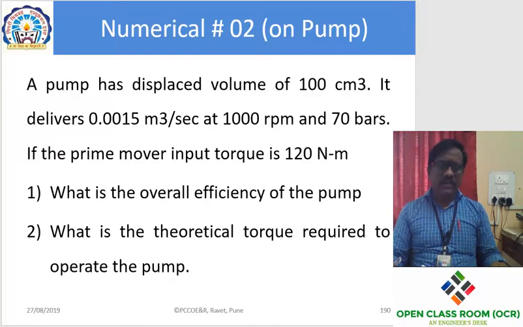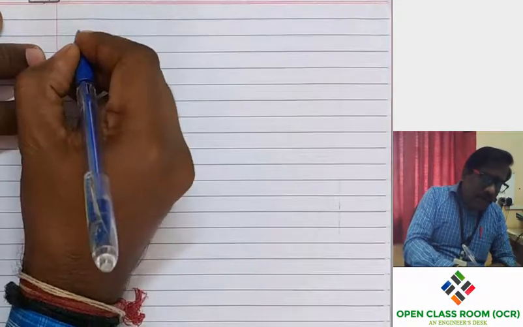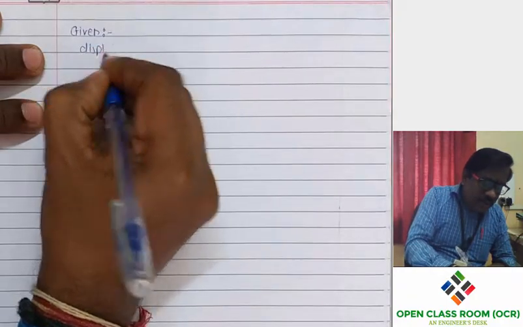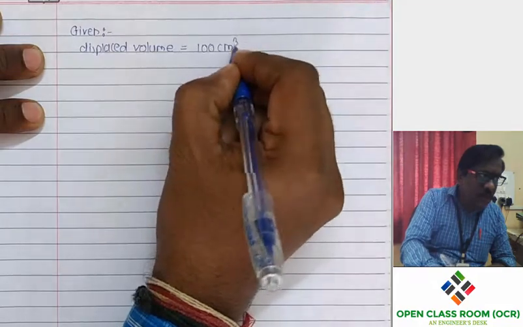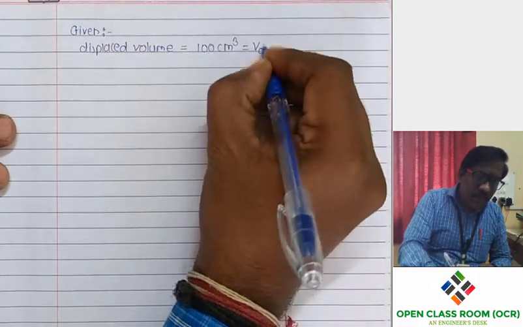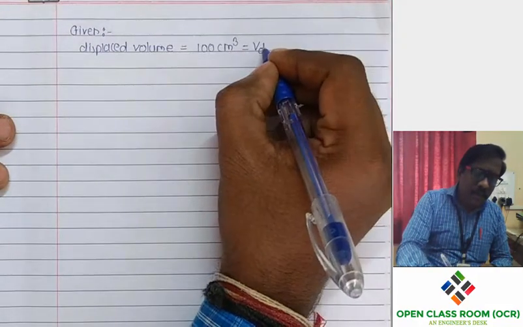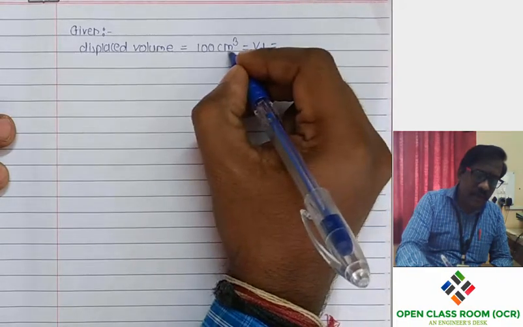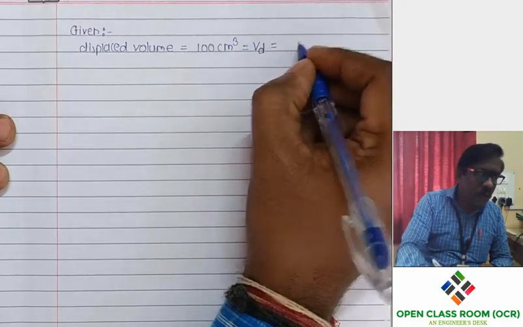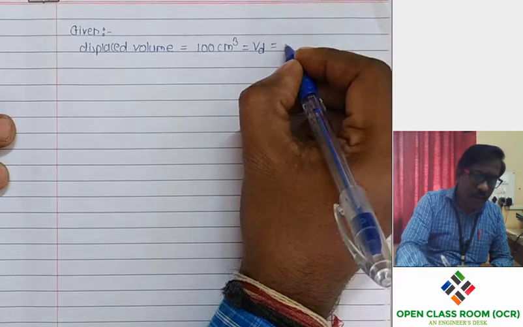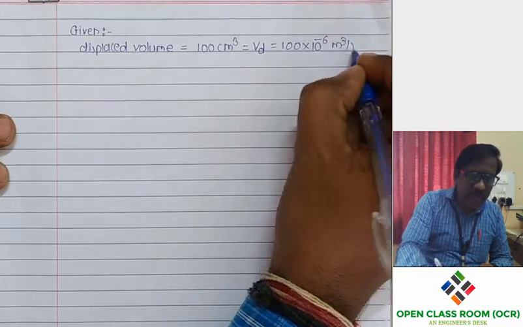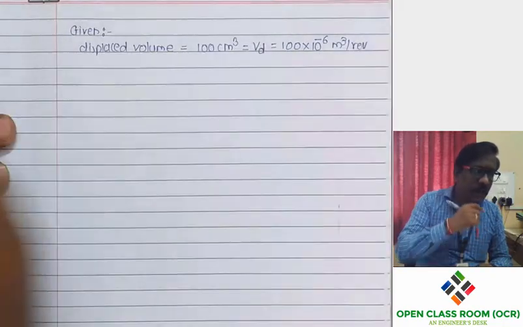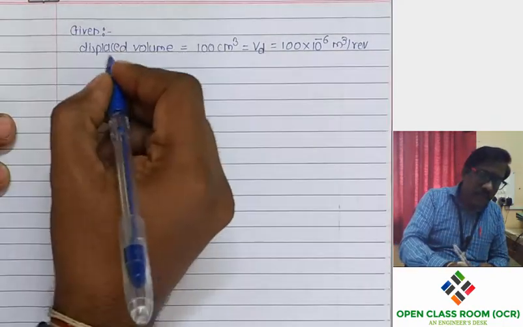Let us start the discussion on this numerical for the pump. In this numerical, the displaced volume is given. The displaced volume by the pump is 100 cm³. Here, displaced volume is nothing but the volume displaced by the pump per revolution. So converting cm³ per revolution into m³ per revolution, we get 100 × 10^-6 m³ per revolution. In one revolution, that volume is displaced through the pump.